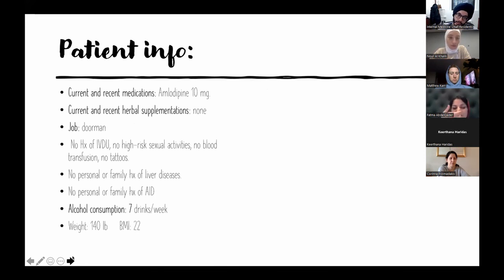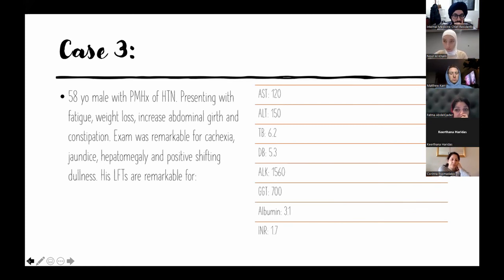Okay, amlodipine, no supplements. Is AID autoimmune diseases? No? Yes. Okay. He consumes alcohol. BMI is 22. So just from his history, it seems like he has some features of chronic liver disease, and positive shifting dullness, so probably has ascites as well. So probably start with an ultrasound of the abdomen to see if there's ascites.